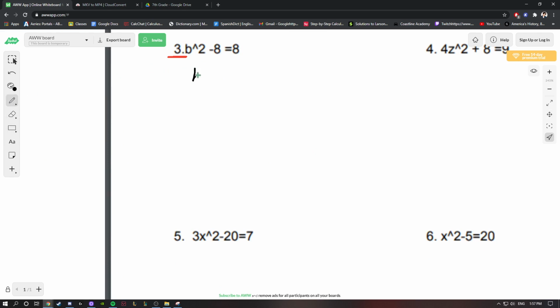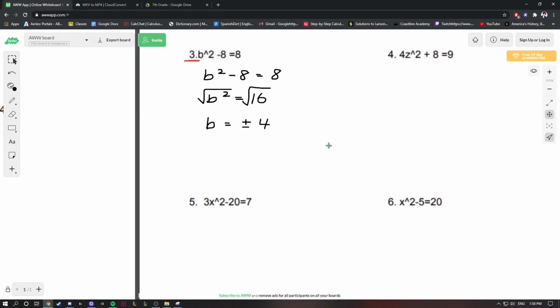Number 3, we have b squared minus 8 is equal to 8. Now we want to add 8 on both sides. And when we do that, we get b squared is equal to 16. We want to square root both sides to get b alone. And 16 is a complete square, so we'll get plus or minus 4 equals b.